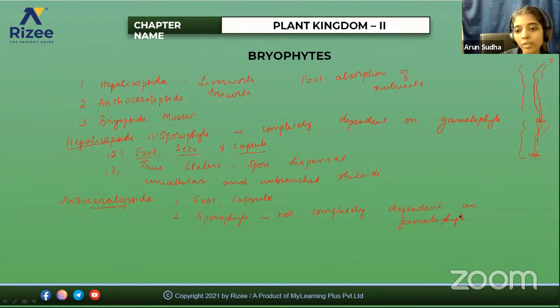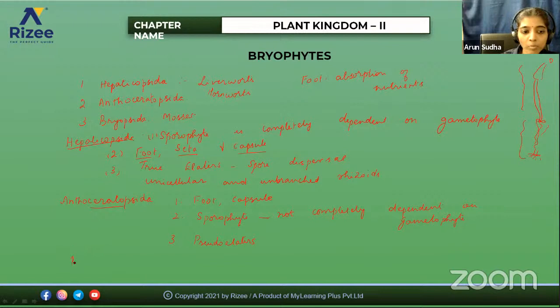So what does this mean? So even the sporophytic part is able to produce food. That is, they can also photosynthesize, but it is dependent on the gametophyte for the absorption, for getting the nutrients. So we can call it a semi-parasite. It is not completely dependent on gametophyte, and they have the structures that are called pseudo-elaters for spore dispersal. And then next, here also unicellular and unbranched rhizoids are present.